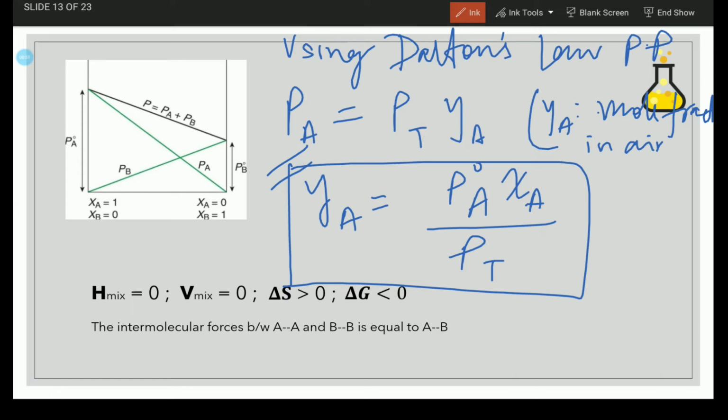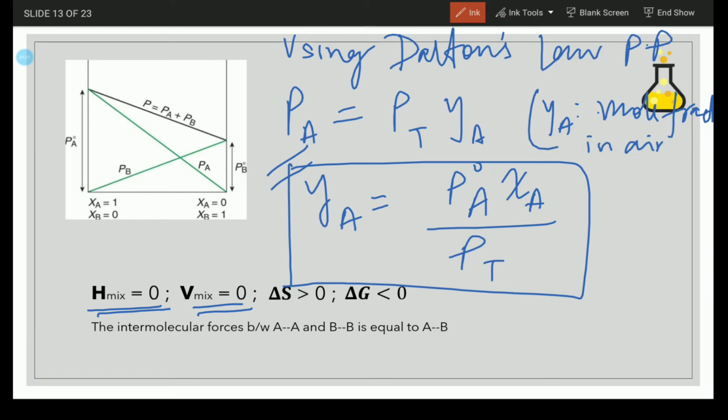Another important fact to note is that the change in enthalpy of the mixture of the solution in Raoult's law is 0. The change in the volume of the mixture is also 0. The entropy is always increasing and the Gibbs enthalpy change is always decreasing, indicating that the process is spontaneous.